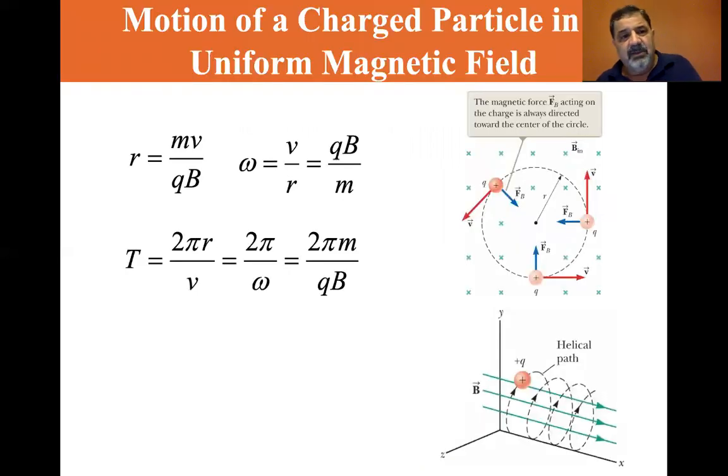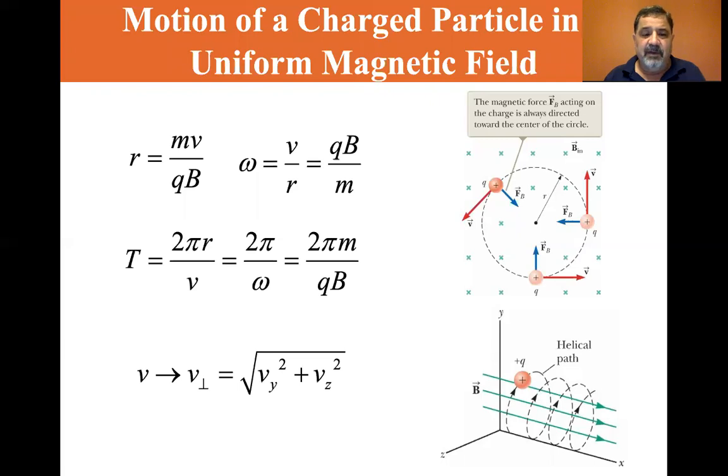All right, let's see what we have here. I think this is really a repeat of some of the stuff that we've already seen. The radius is equal to the mass of the particle times its velocity divided by its charge times the magnetic field. Omega, the angular velocity, is equal to the tangential velocity divided by the radius, which equals the charge times the magnetic field divided by the mass. Now the period is equal to 2 pi r over the velocity, which is equal to 2 pi over the angular velocity, which is 2 pi times the mass divided by the charge times the magnetic field.